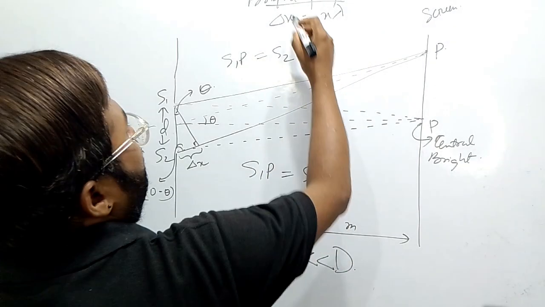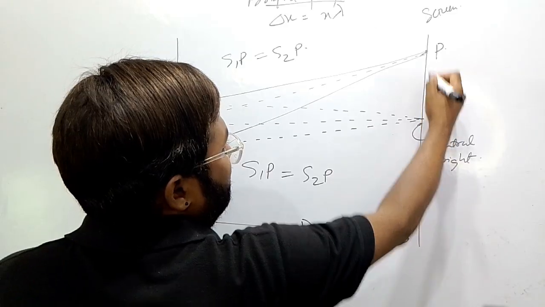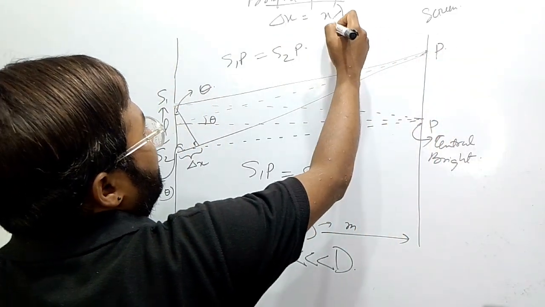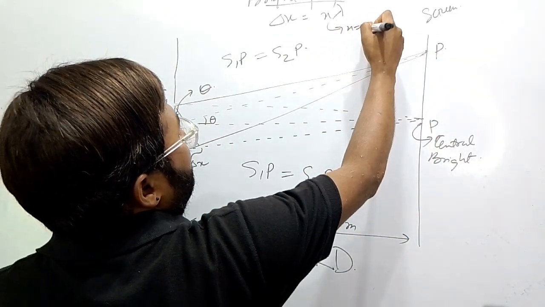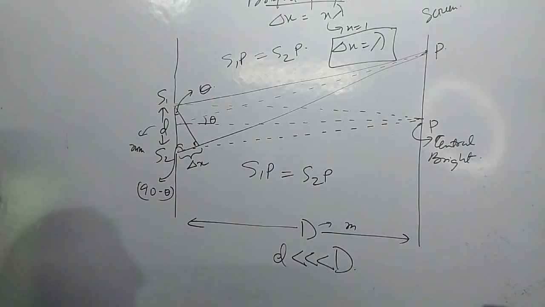Okay. For the first bright, this was the central bright. Then you'll have, suppose this is the first bright. For the first bright, you'll have n equal to 1. So del x equal to lambda, isn't it? Del x equal to lambda.